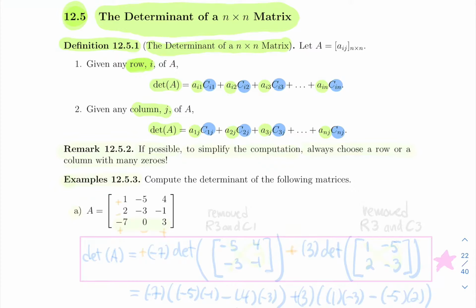Because you're using the entries in the computation of the determinant, if you pick a row or a column with a lot of zeros, and this is a very important remark here, then of course this computation will simplify greatly, because if you have an entry times its cofactor and the entry is 0, then you don't even have to compute the corresponding cofactor. So if possible, to simplify the computation, always choose a row or a column with as many zeros as possible, or, and we'll see this later, you can actually use elimination to create zeros and then compute the determinant.